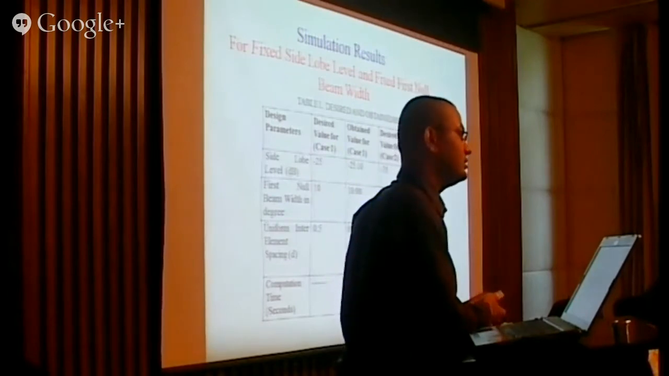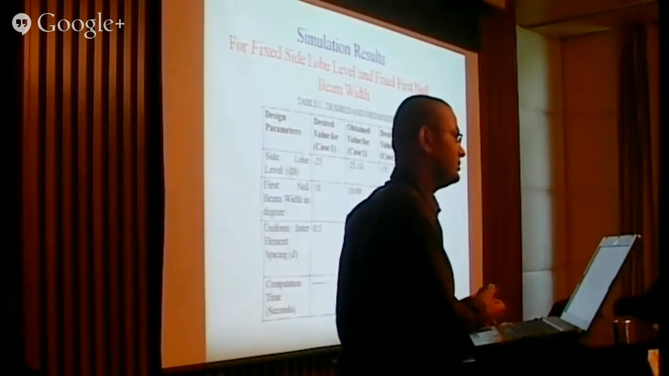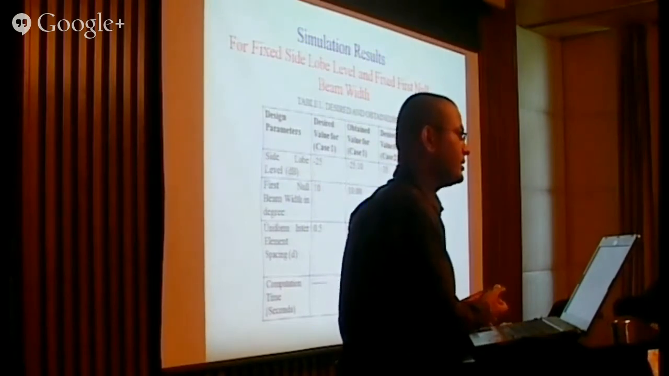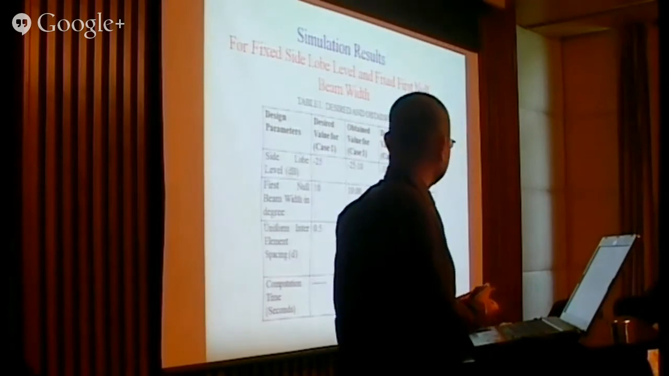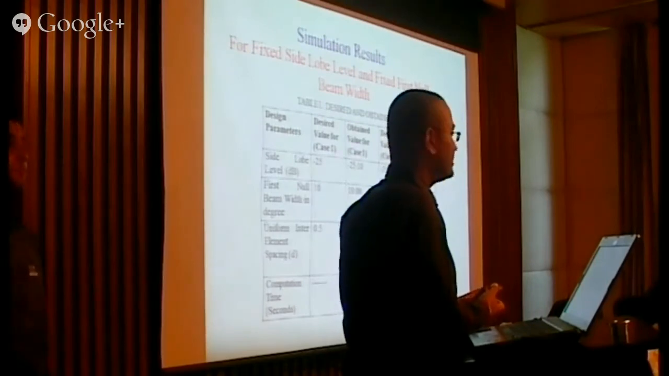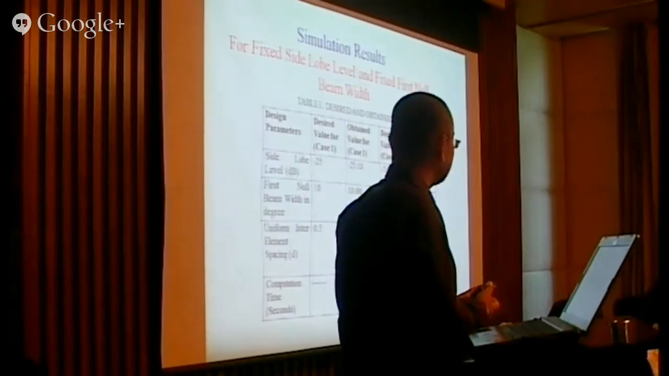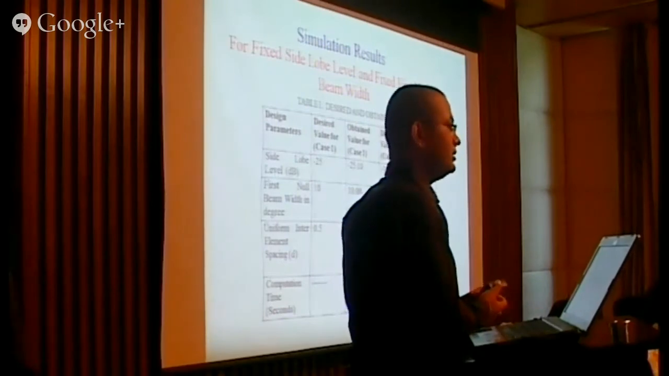Just for curiosity's sake, why don't you decrease the spacing? Why do you run from lambda by 2 to the higher side? Why not on the lower side? 0.45 lambda. Anyway, you are using the isotropic method.